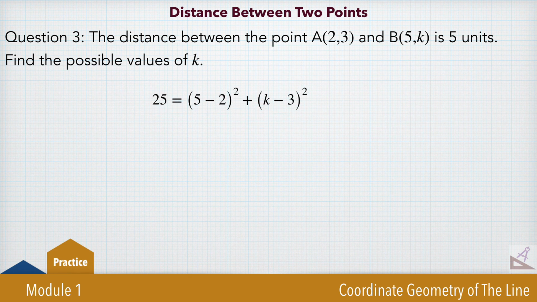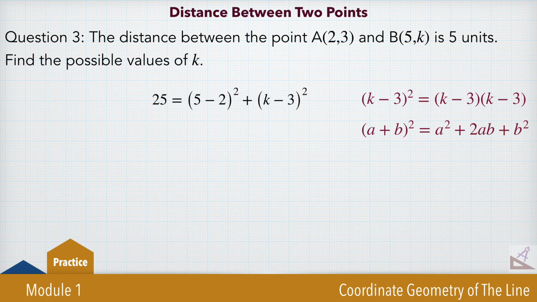We must now simplify our equation in order to solve for k. The brackets containing k minus 3 is squared, which means that k minus 3 must be multiplied by itself. We can multiply these two brackets using algebra rules, or we can use the expansion formula. Here we will practice the formula.